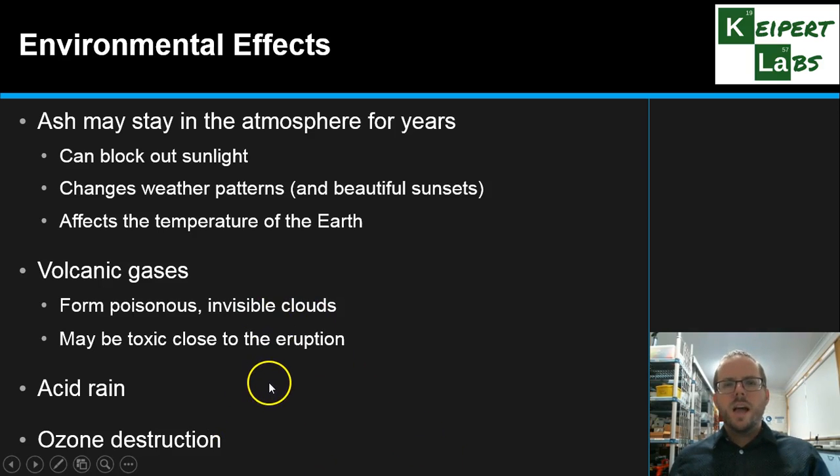Okay, so we've looked at the difference between magma and lava. We've looked at the steps in a volcanic eruption, as well as the two types, explosive and non-explosive, and then some of the environmental effects.